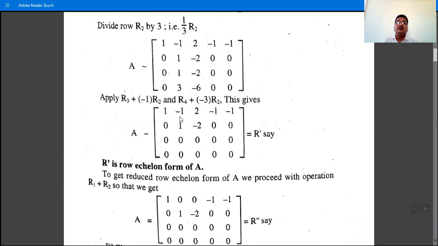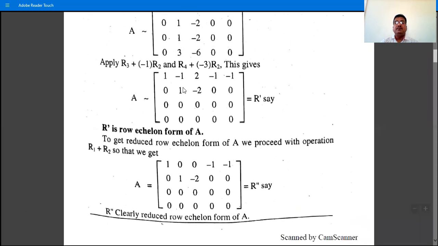If you observe the second column, the second column contains a leading one. So this element is not equal to 0. So we have to reduce this -1 to 0. So the operation is what? R1 plus R2, or R1 plus -1 R2, R1 plus 1 into R2. That is, just add the first row and second row. So what we have? We have 0 at this place, and -2 plus 2 is 0, -1 plus 0 is -1, and -1 plus 0 is -1.